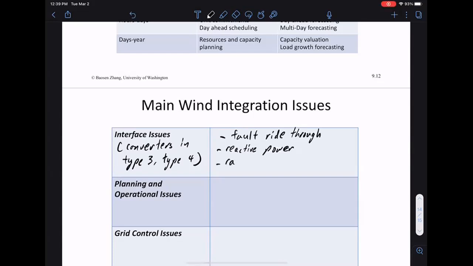And then we have things like ramp rates. So how fast can you ramp the power up and down? That again depends on the interface, on the converters that we have in the turbine itself. So this is mainly with respect to a single turbine. This is how you design a single turbine. Then the other two have to do with the bigger grid, with a bigger system. So for example, in planning operations, we need to think about wind uncertainty.